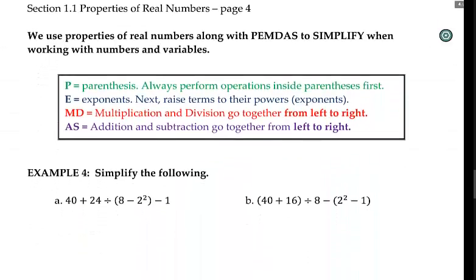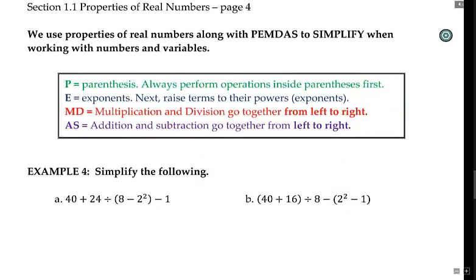Using these properties of real numbers, that brings us up to the idea of PEMDAS. I think you'll notice PEMDAS is written with 4 lines here. Often some people read it with 6 lines, but the important ideas are that multiplication and division, along with addition and subtraction, are done together in order from left to right. So let's practice some of these.